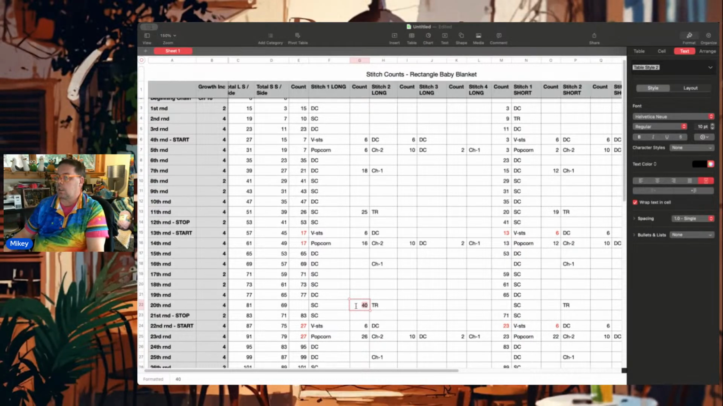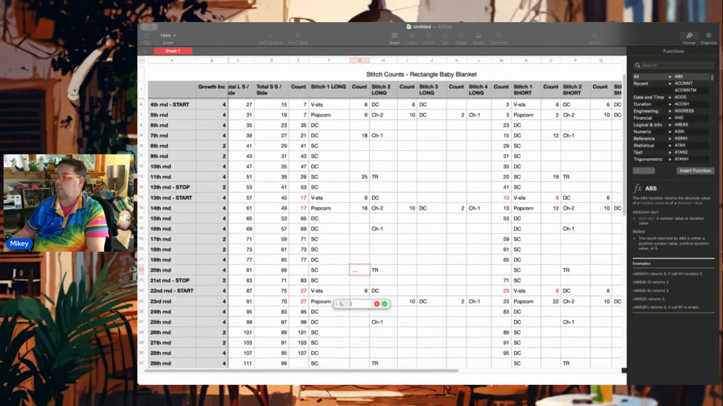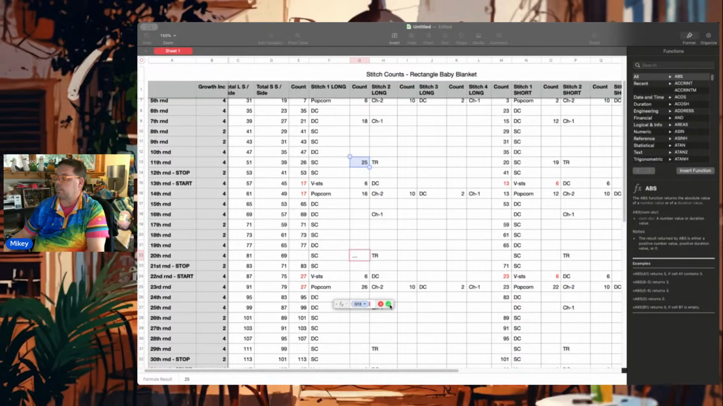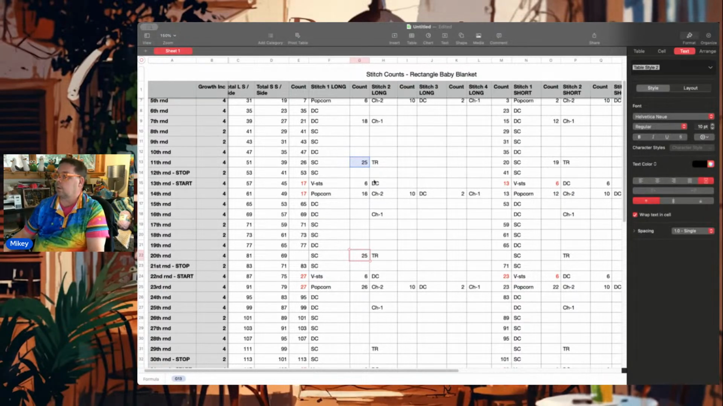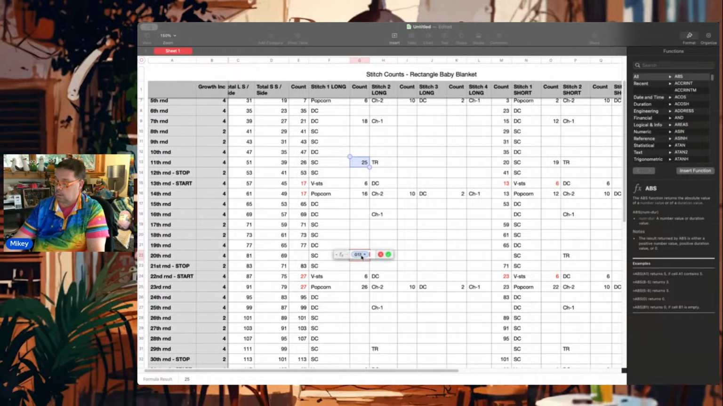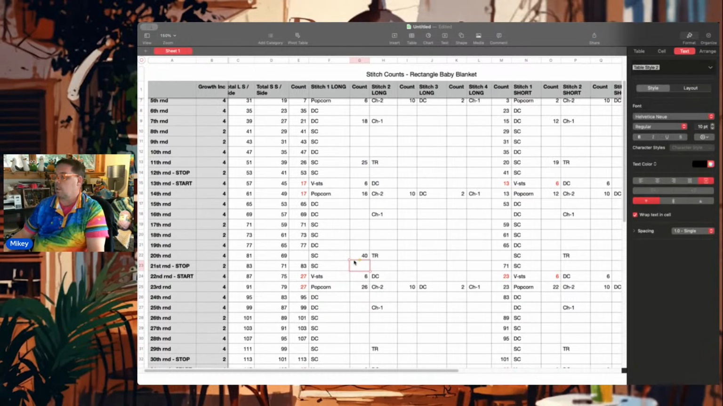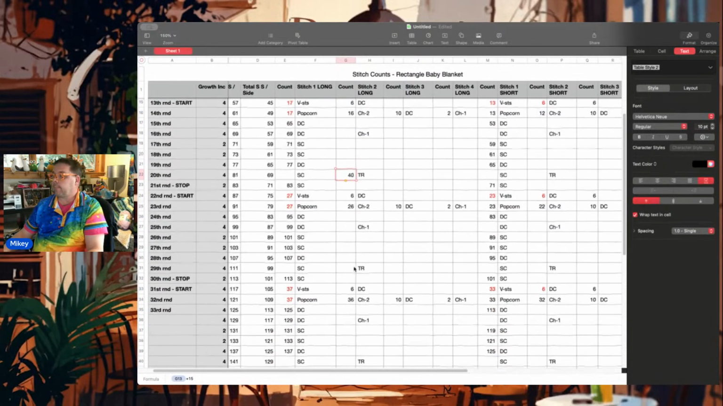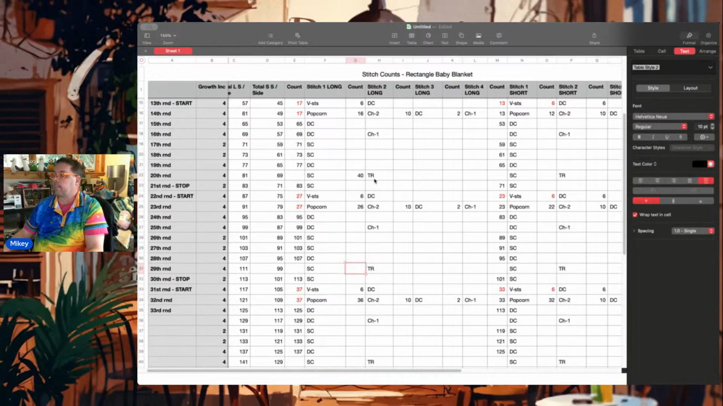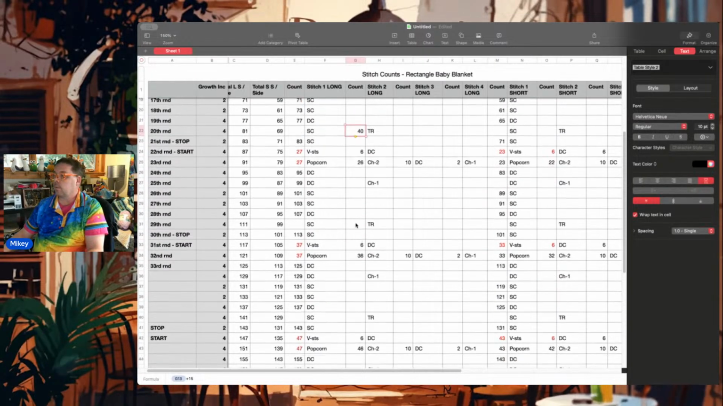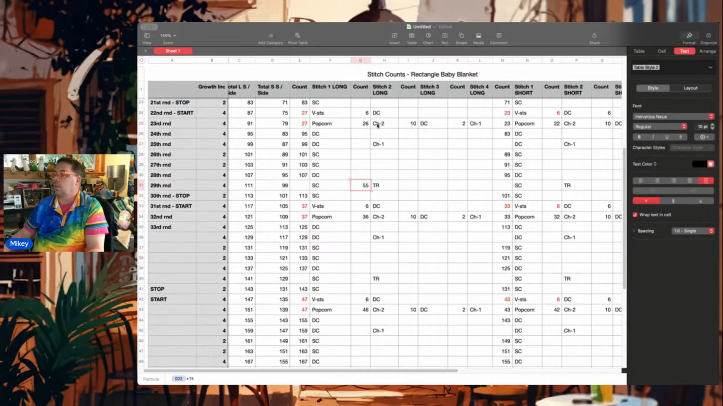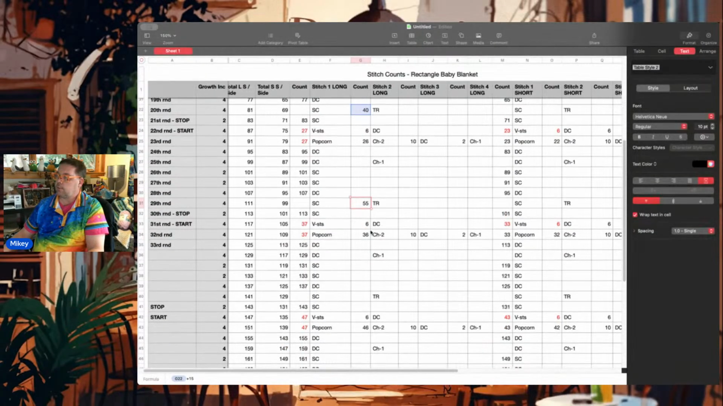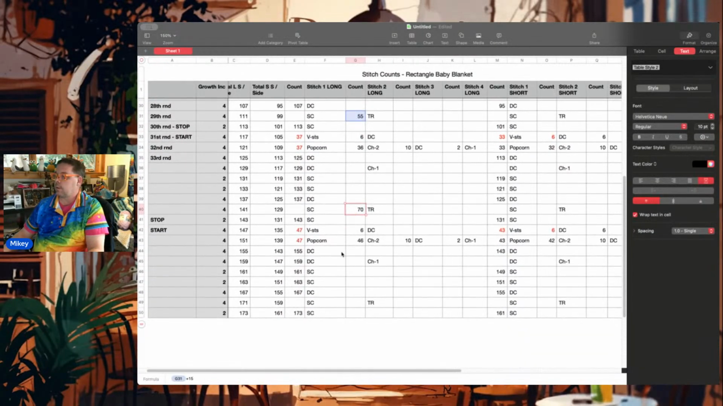So we're going to take equals plus 15. So 40 trebles. Copy. So 40 plus 15 is 55. 70. 35.